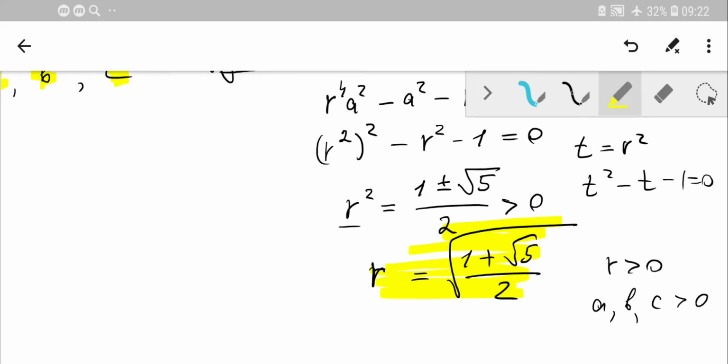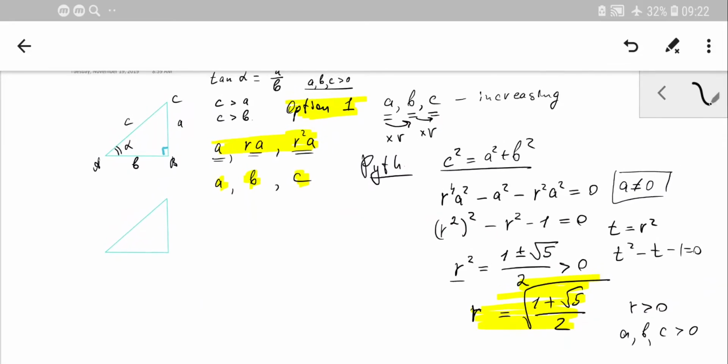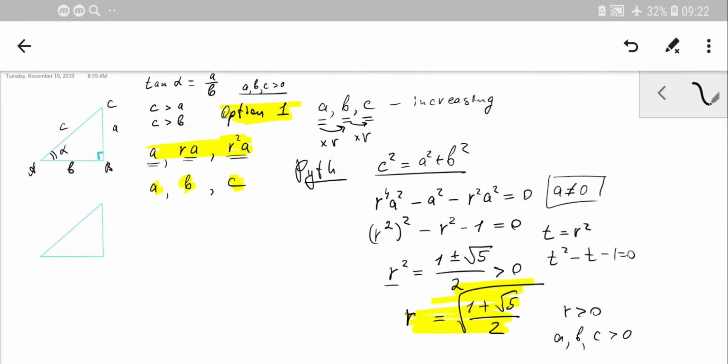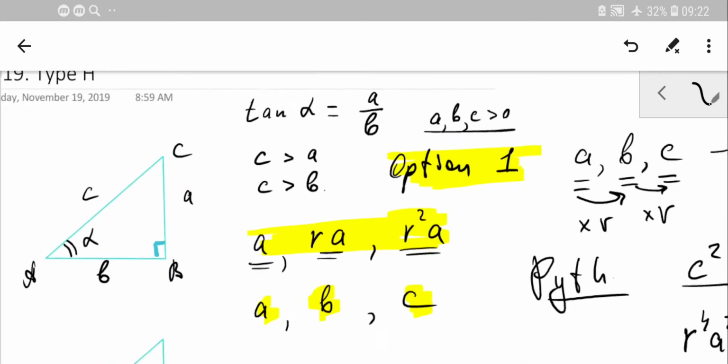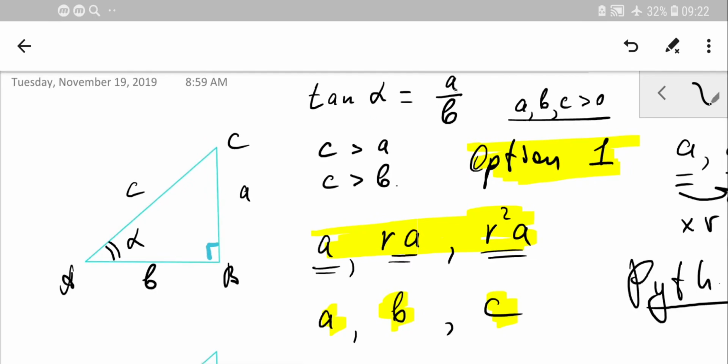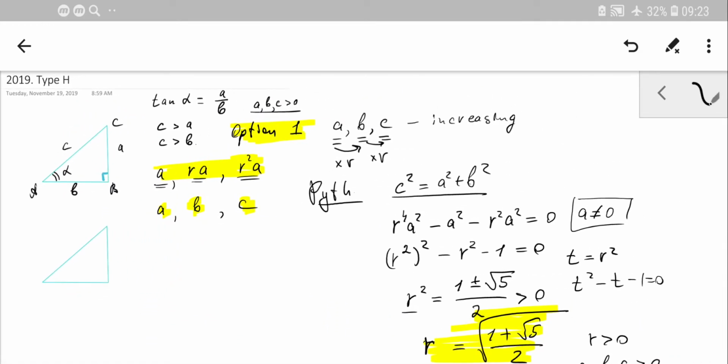So okay, we've got our common ratio, and basically we have all sides. Our primary goal is to figure out tangent. If we mark sides according to this figure, B is the adjacent side, A is the opposite, so tangent alpha is A over B, and let's finally combine this with the common ratio that we found.